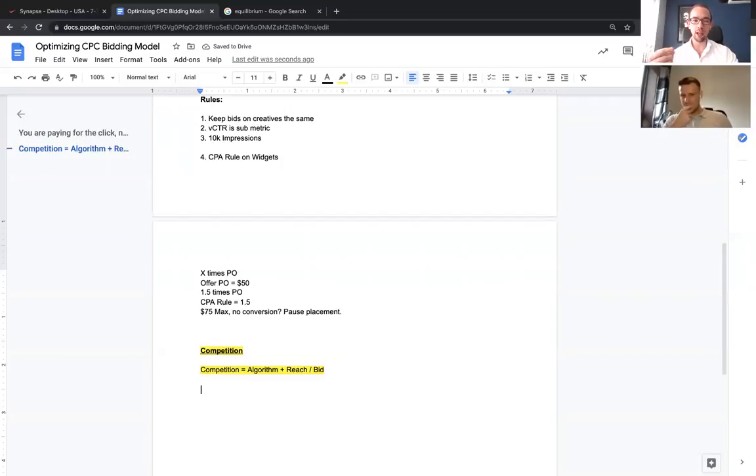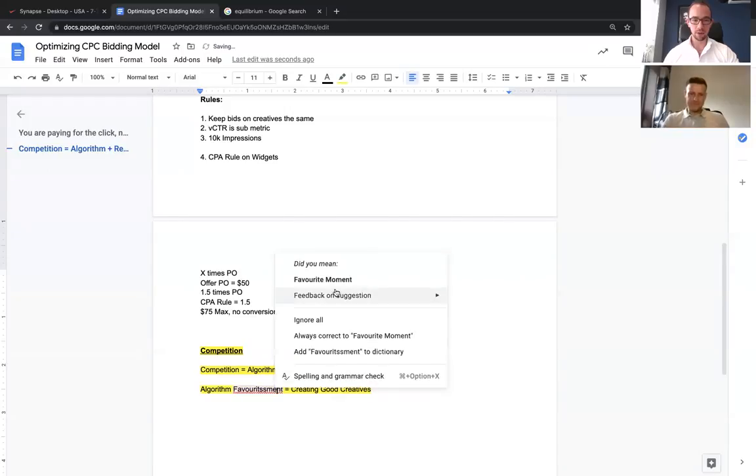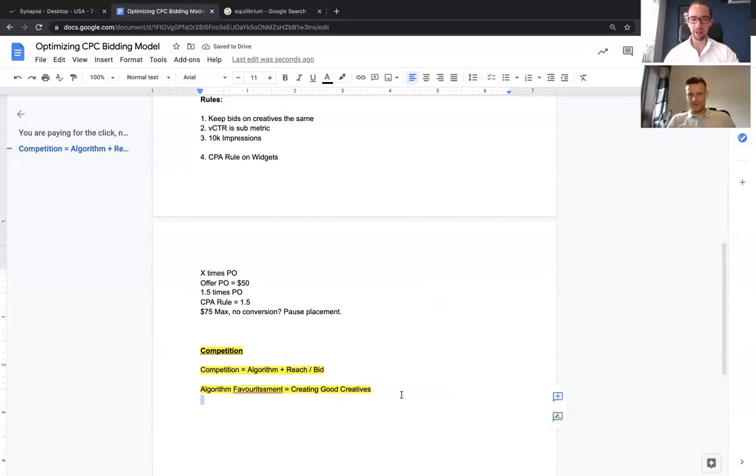Now, you don't influence necessarily the algorithm, but you do, because of algorithm favoritism, is that a real word? Favoritism? Yeah. Don't know about the spelling, but yeah, definitely a word. Algorithm favoritism would come to creating good creatives, right? Okay, fine. Let me just leave it as this. So algorithm favoritism is creating good creatives, right? So that's basically on the testing part, but this is about optimization.